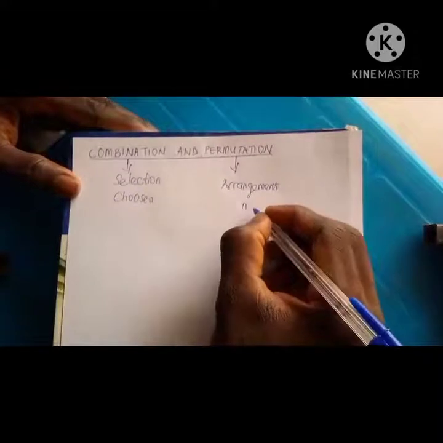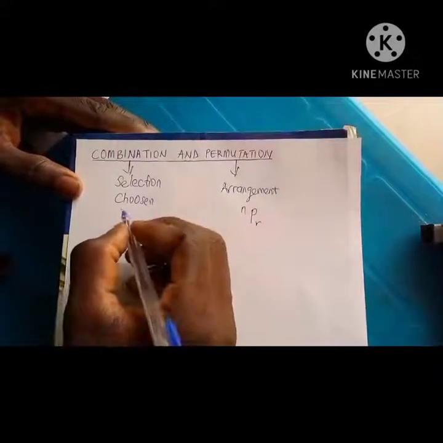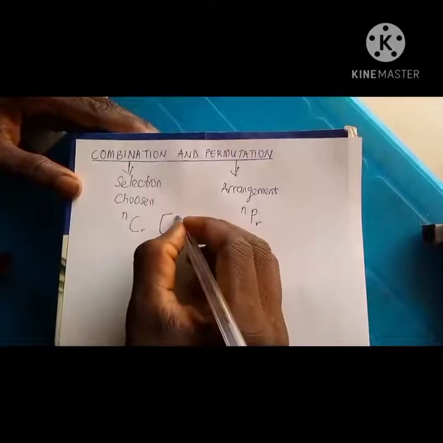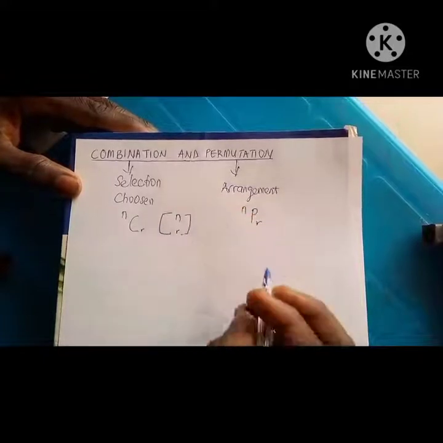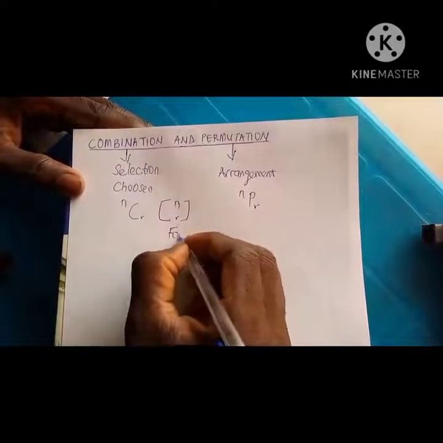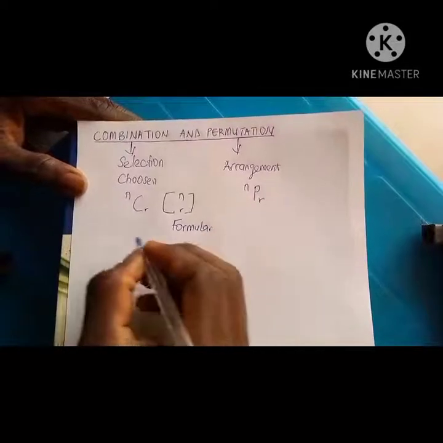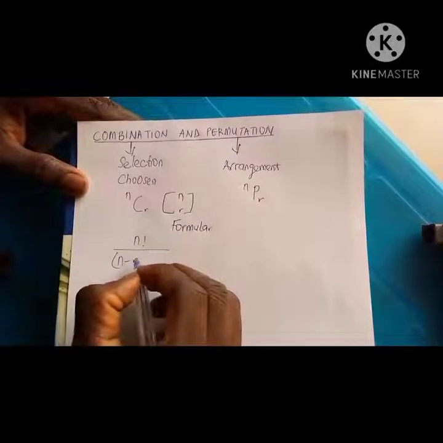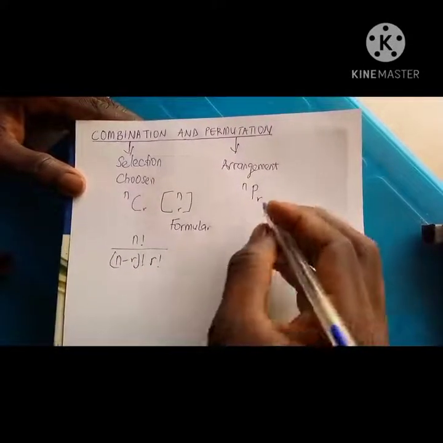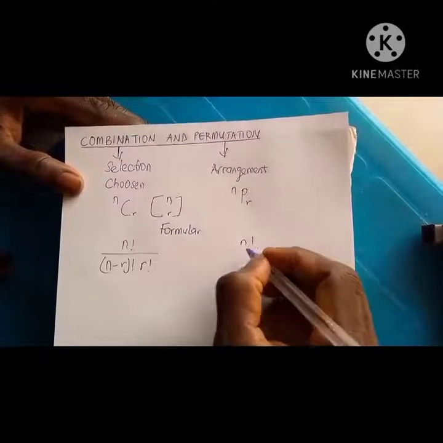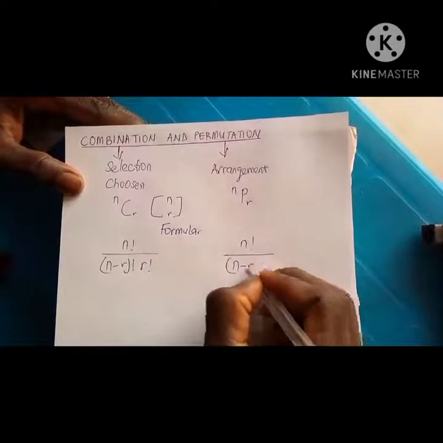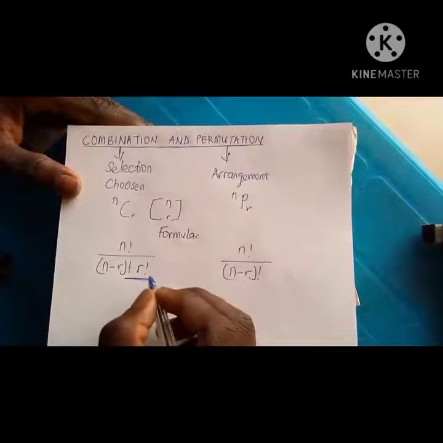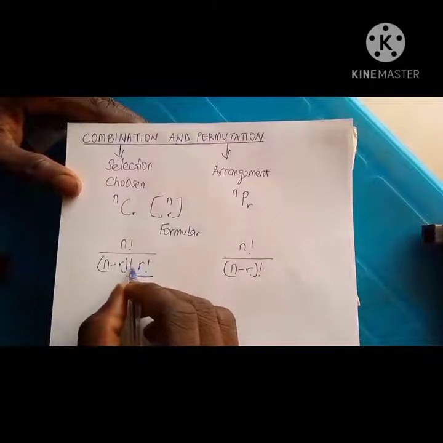This denotes nPr, and combination can be written as nCr, or in standard form, you can write it like this. And their formula is very simple. For combination, it's n factorial divided by (n minus r) factorial, then r factorial. And for permutation, we have n factorial divided by (n minus r) factorial. The difference between the two is this r; it occurs in the combination formula two times.